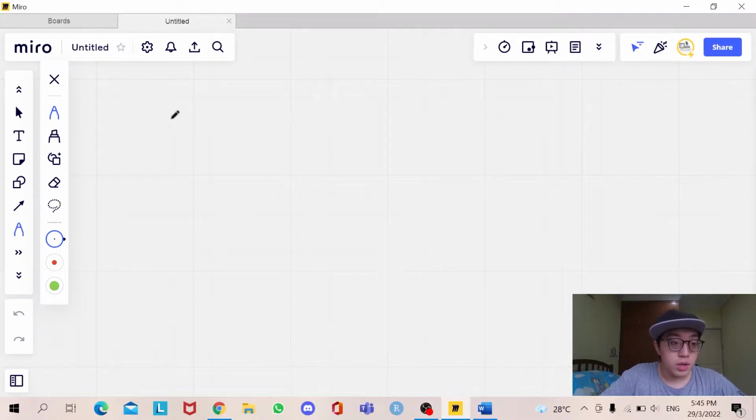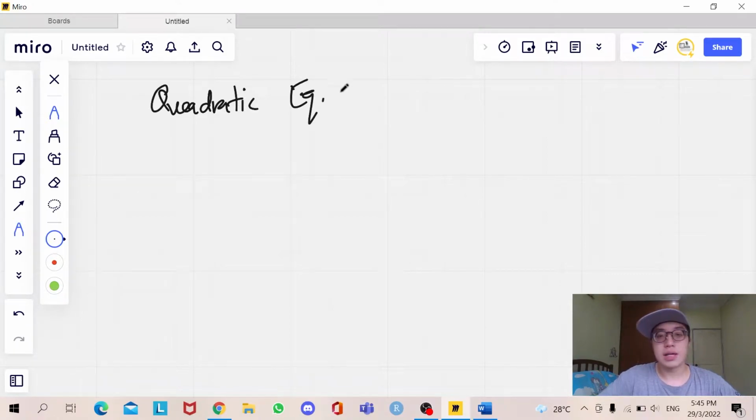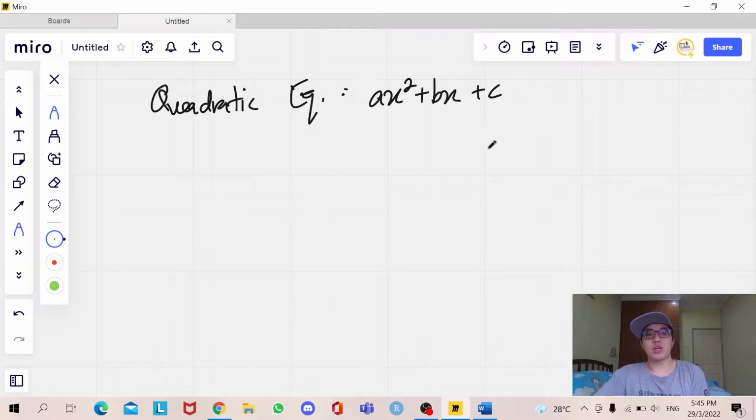So when we are talking about quadratic equations, as mentioned from the last video, we are talking about equations in the form of ax squared plus bx plus c. So quadratic, it's when you have a power of 2 in the equation. Usually to solve this, we will make this equal to 0, and there are three methods to solve them.